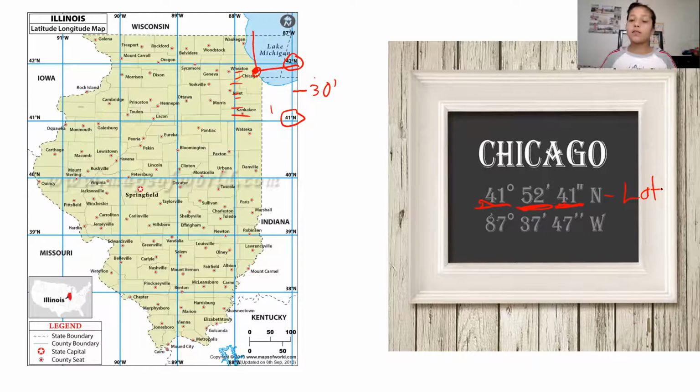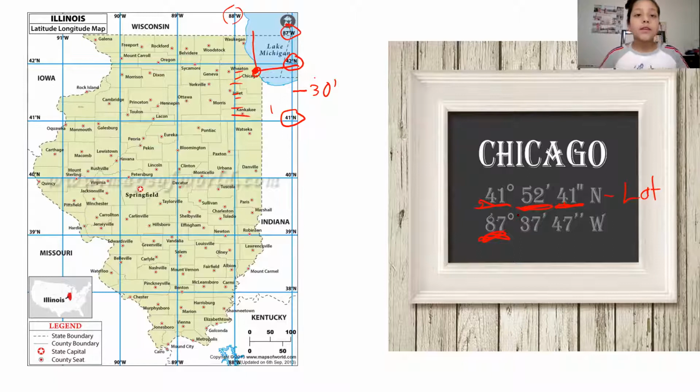The longitude of Chicago is between 87 degrees west and 88 degrees west. So if it's in between, we know that Chicago is past 87 degrees, but not quite past 88 degrees. So what should we write? 88 or 87? That's correct. Since it's past 87 degrees, we're going to write 87 degrees as our longitude.